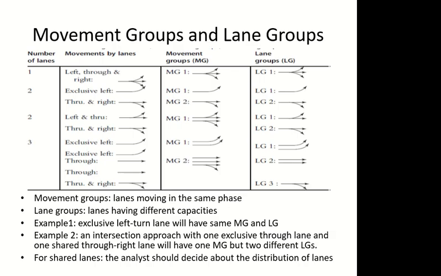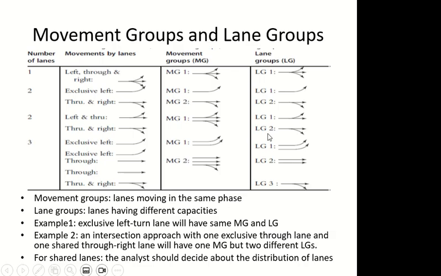If you look at the third example, this one, now since they have common movement, for movement group, I can put them in one group. But lanes, they are in different lane groups, because this through is with left and this through is with right. Because one movement has changed, one is common, but the other has changed, the capacity will also change. So they are now in different groups.